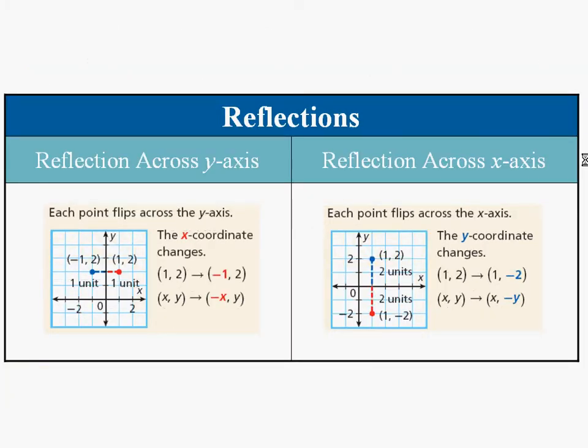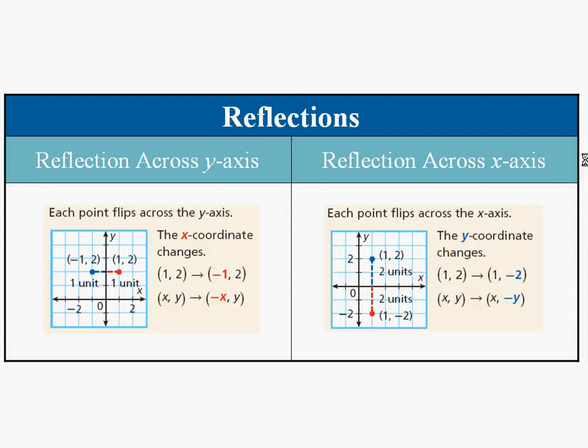For reflections across the y-axis, each point flips across the y-axis, causing the x-coordinate to change. So if x is positive, it becomes negative. If x is negative, it becomes positive.